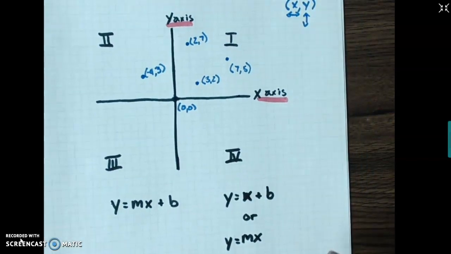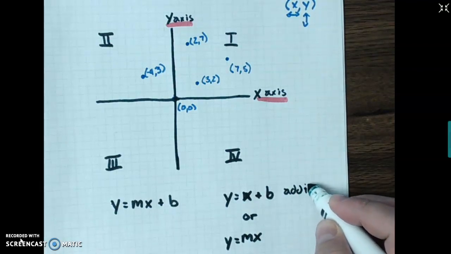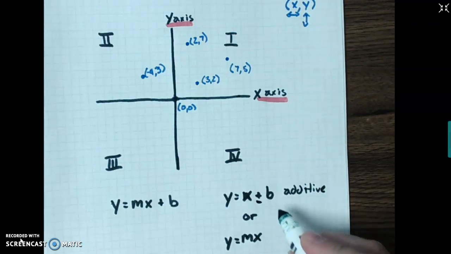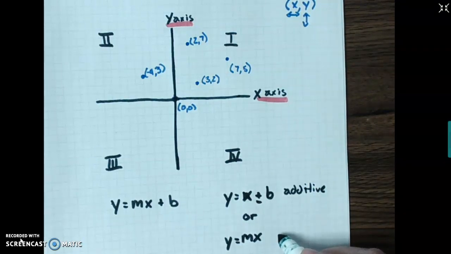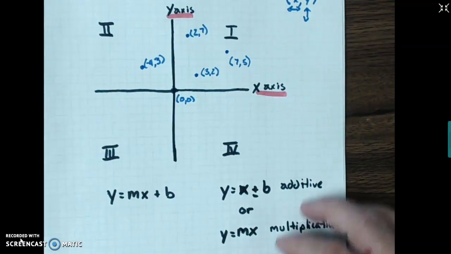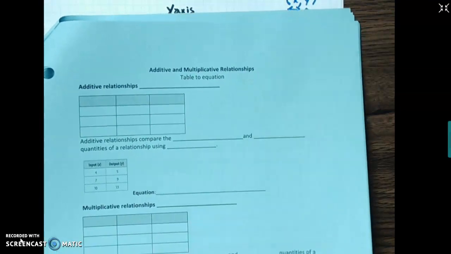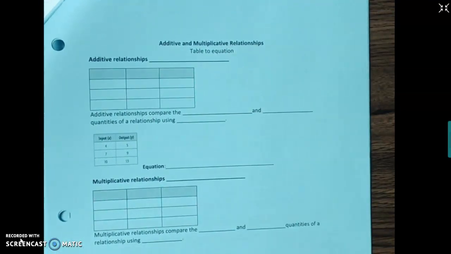So we need to know that this is an additive relationship because I'm adding. And this is going to be a multiplicative relationship, a multiplying relationship. We call that multiplicative. Okay, so this is some of the beginnings of what you need to know. If we look at this page real quick, this is the packet that I gave you that has all the properties as well as some other things.